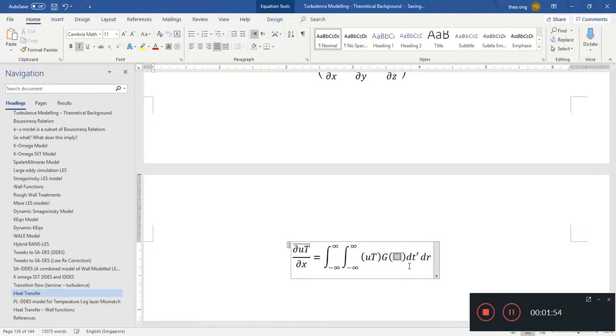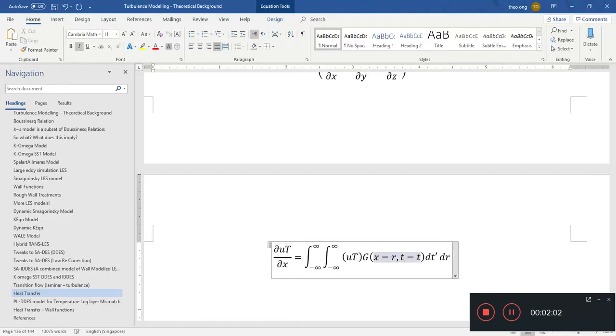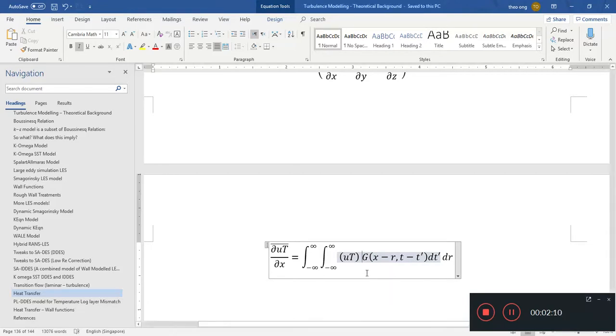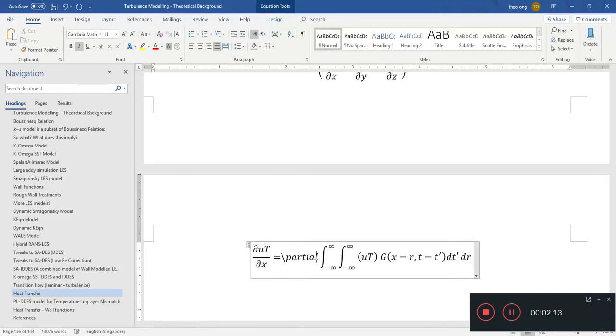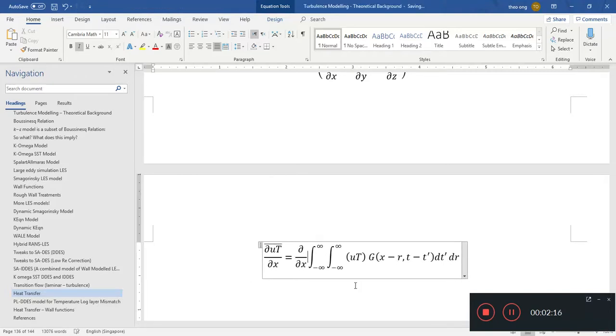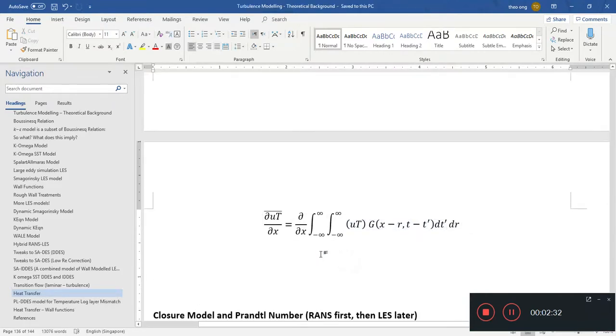So hopefully you're already familiar with filters. Here's an x minus r and t minus t prime kind of version, but just know that this is actually a double integral. The del by del x you can of course bring out, because it's got nothing to do with either t prime or r. r is a distance from wherever you have x. So there's a spatial filter, and there's a time aspect as well. This is the most generic form of filtering.